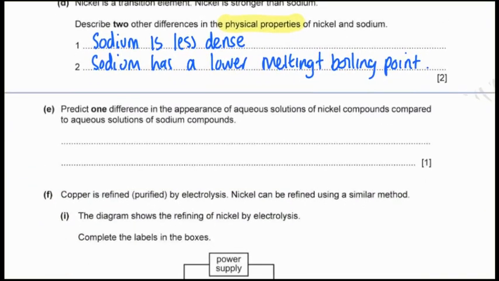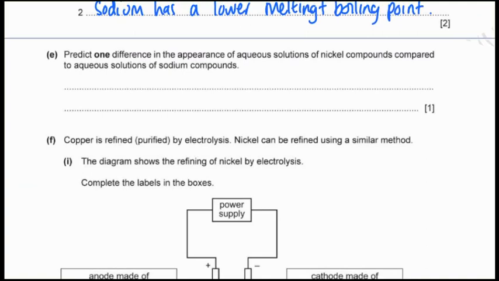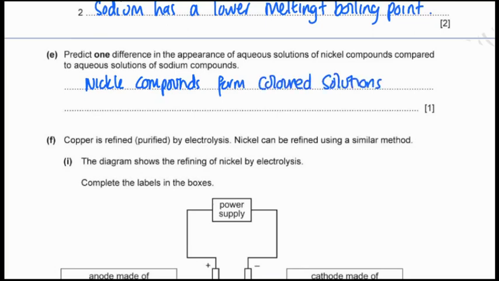Predict one difference in the appearance of aqueous solutions of nickel compounds compared to the aqueous solution of sodium compounds. And what this is asking is that they want you to know that transition metals form coloured compounds. So in this case, 1 mark, you would say nickel compounds form coloured solutions. Sodium compounds form colourless solutions.